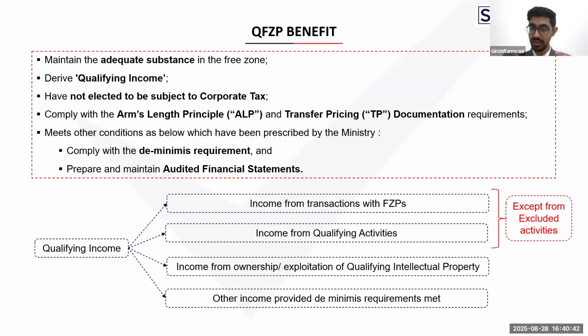And like I mentioned, if within the 5% threshold you have earned any other income which is not a qualifying income per se, that means it is not income derived from another free zone person or from qualifying activities, it is something else, then if that is within the 5% threshold, that is also going to be considered as qualifying income and the 0% rate is going to be available on that as well.